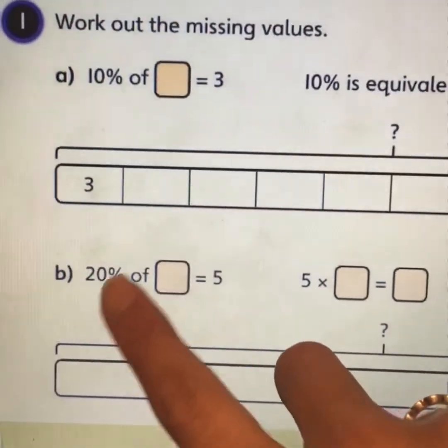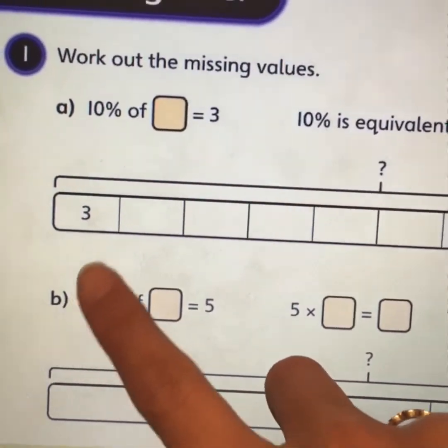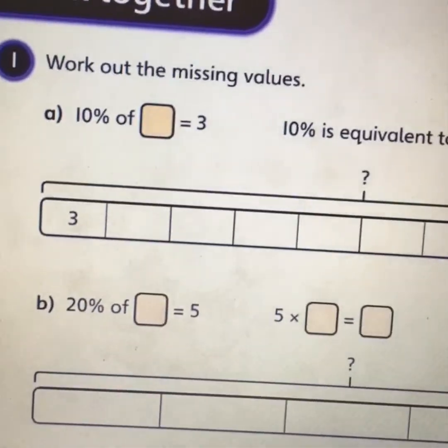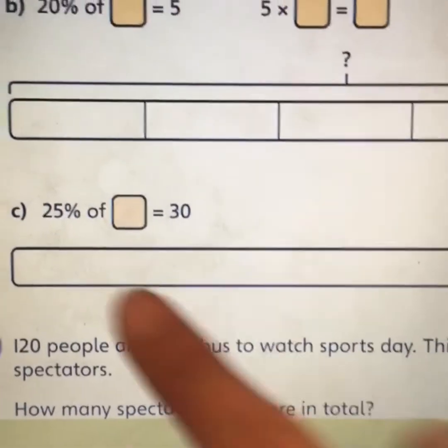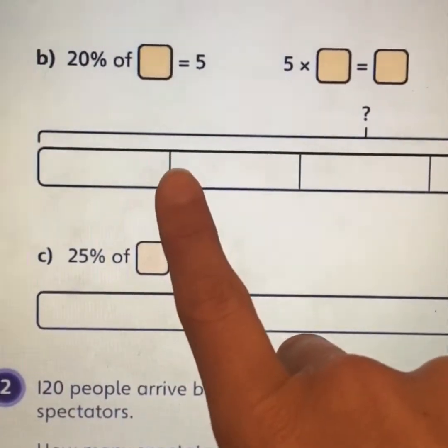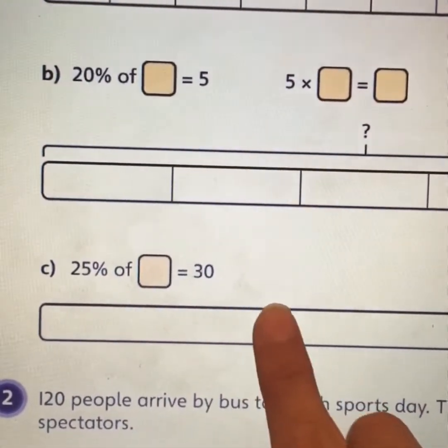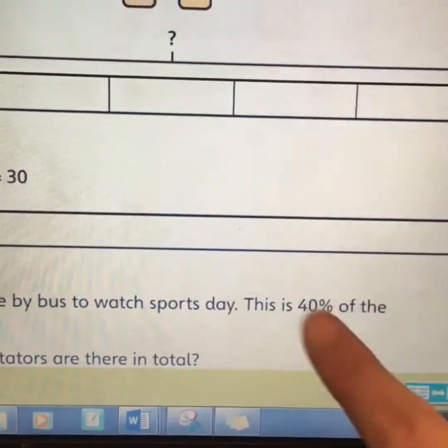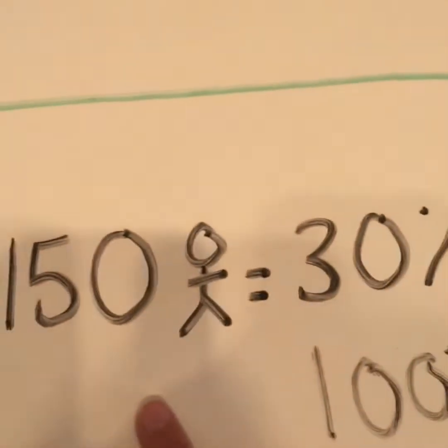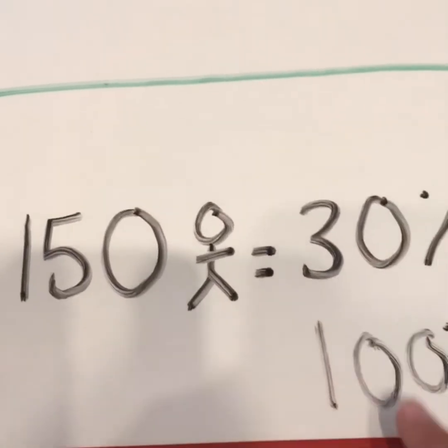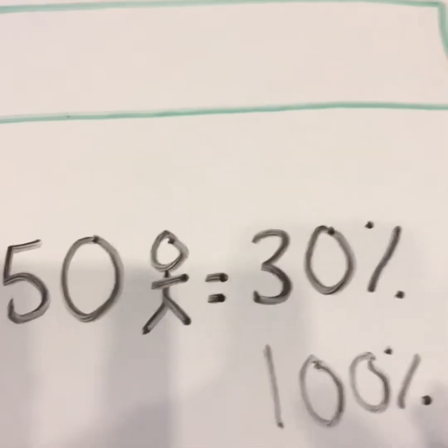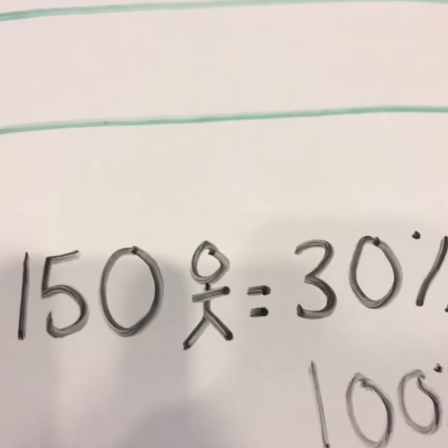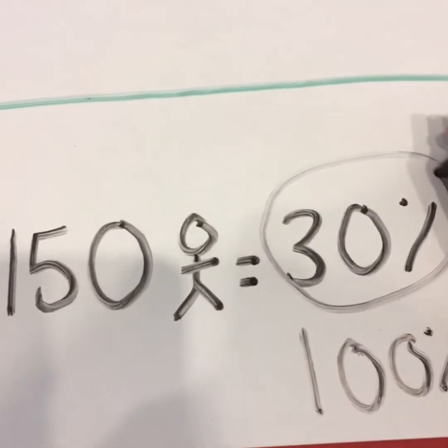For this one, for 20%, we can times 20% by 5 to get to 100. So we were doing 5 times 5. And for this one, 25% we can times by 4 to get to 100, so we were doing 30 times 4. With this one though, the 120 people being 40%, and with this one, 150 people being 30%, we can't just multiply straight to 100. So we need to have a step in between first of all. So think about, same with the 40%, what did we do there?